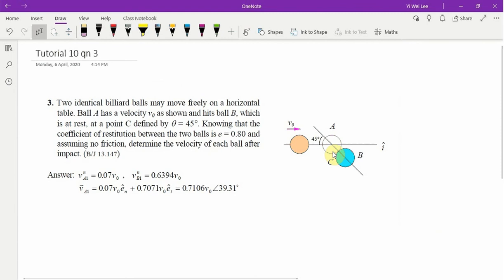So the collision plane that we are talking about is in this direction. This is the collision plane. Okay, it's a bit hard to draw. This is the collision plane.